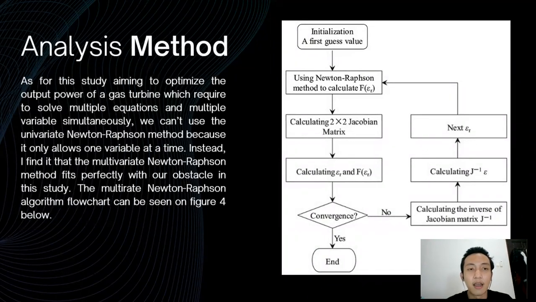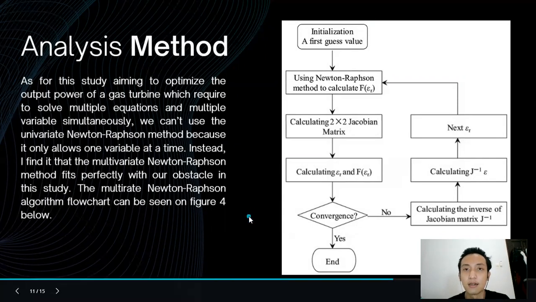As this study aims to optimize the output power of a gas turbine, which requires solving multiple equations and multiple variables simultaneously, we can't use the univariate Newton-Raphson method because it only allows one variable at a time. As I said earlier, instead of the univariate method, I find that the multivariate Newton-Raphson method fits perfectly with our obstacle in this study. The algorithm flowchart can be seen in figure 4 on this slide too. So the algorithm is simply like this.